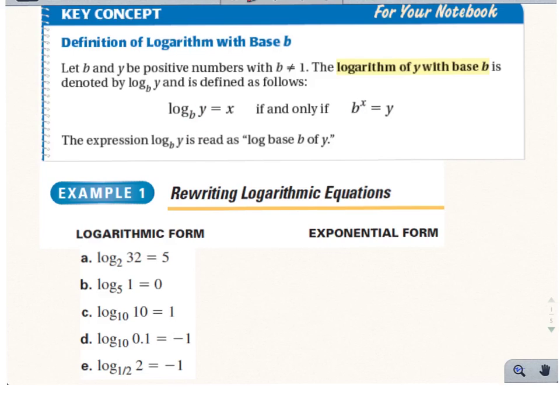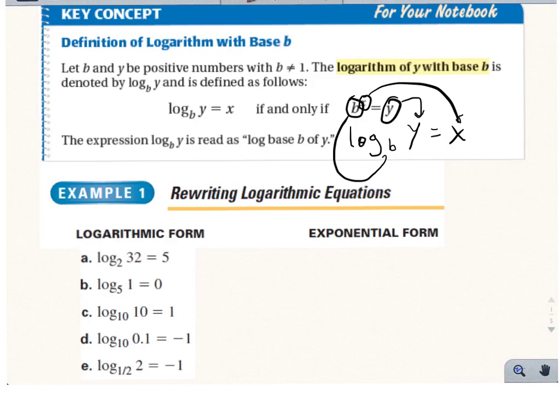So it might help to write it right underneath. We have log base b of y equals x. So this x went there, this y went here, and our base went there. Okay? So I want to write our log in exponential form. For a here, we have log base 2 of 32 equals 5, so what that says is 2 to the 5 equals 32.